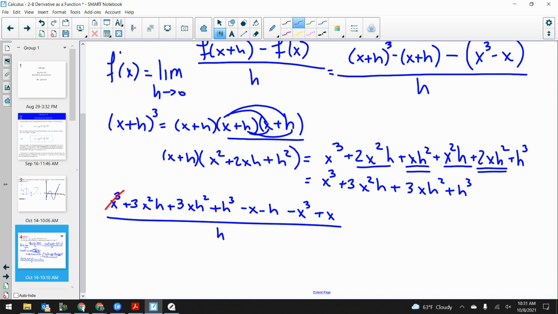Okay, we've got x to the third and a negative x to the third. We've got a negative x and a positive x. Oh, no. That's it, isn't it? That's fine. That's okay. Because now this is 3x squared h plus 3xh squared plus h to the third minus h, all divided by h.